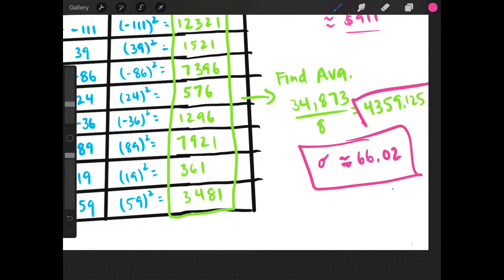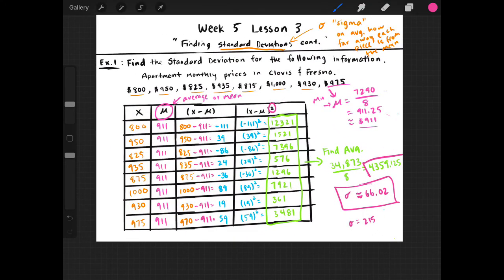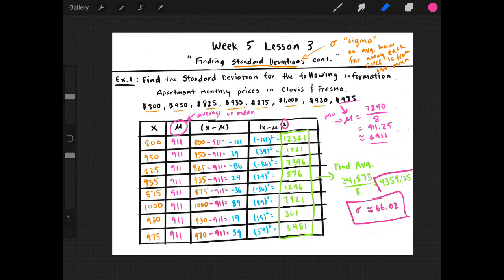Meaning they're pretty comparable in price, where let's say our standard deviation, instead of it being 66, ended up being like $215. That means from that $911, our average price, these apartments could be priced anywhere between $700, say subtract 200, or $1,100, right? So it's a much bigger gap there. So again, standard deviation is telling you how spread apart your data is, which really tells you a lot, right? It tells you how accurate your mean really is.